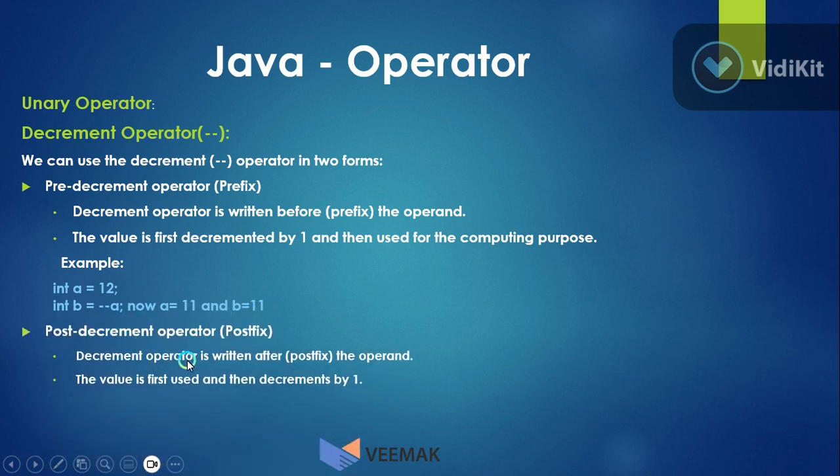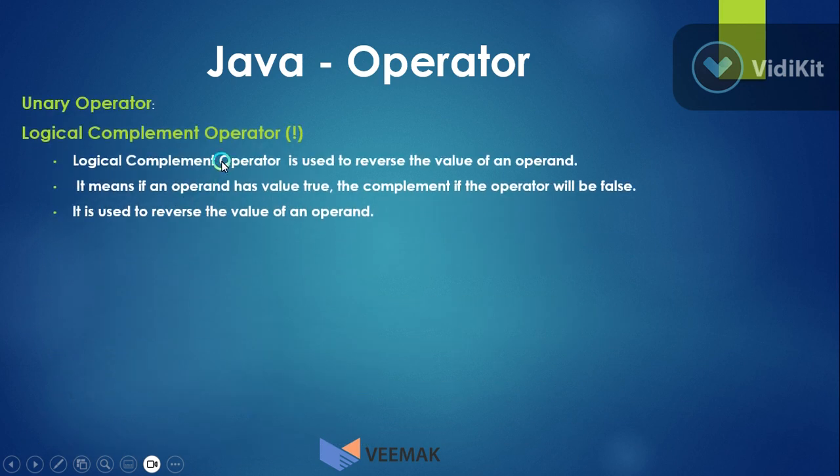Post-decrement. The decrement operator is written after the operand. The value is used and then decremented by 1. Example, int c = 12, d = c--. Here the c value is first assigned to d, then it will decrement by 1. Isn't it? The value is first used and then decremented by 1. Now the d value is 12, then the c value is decremented by 1, that is 11. Now you got it.